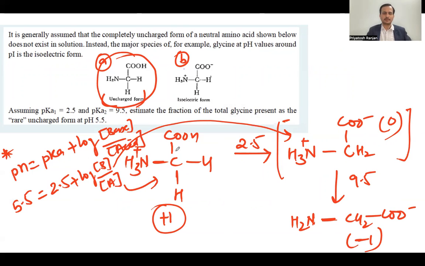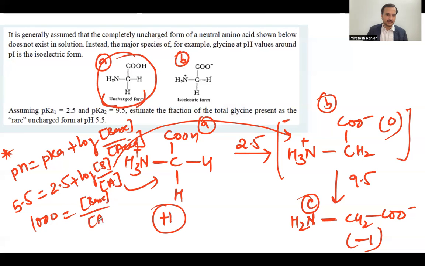Simple thing. Remember, the carboxyl group is protonated here, this is deprotonated, and so we'll name it A, B, and C. So what is the value going to be? Same, 5.5 minus 2.5. We are left with 3, then antilog 3, which is going to be 1000. Base by acid.